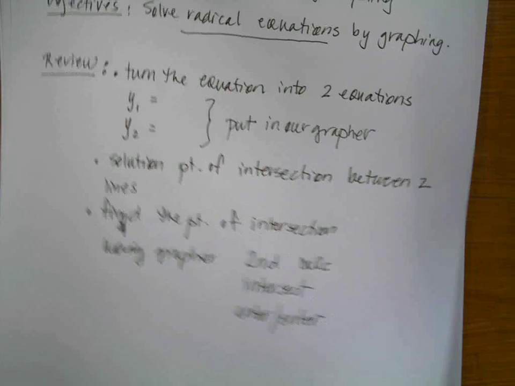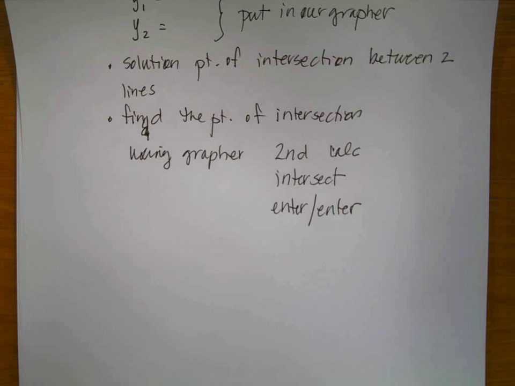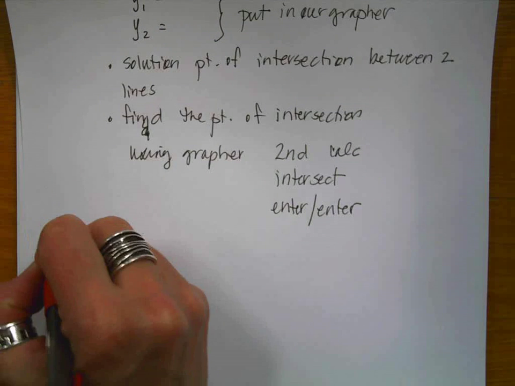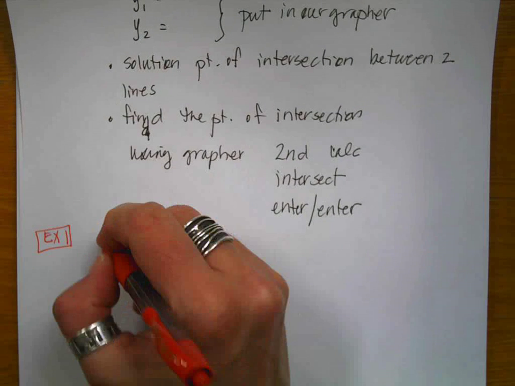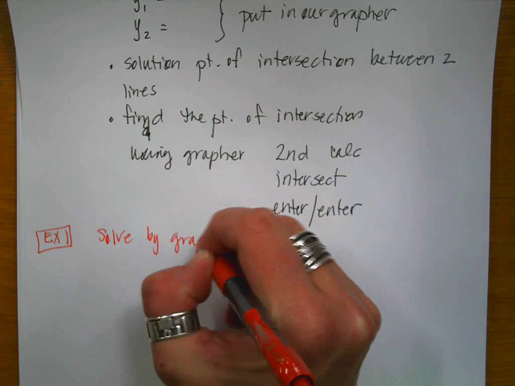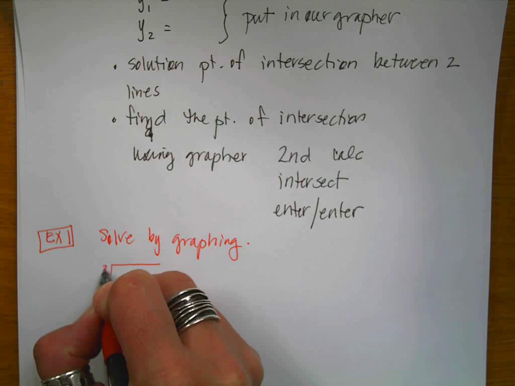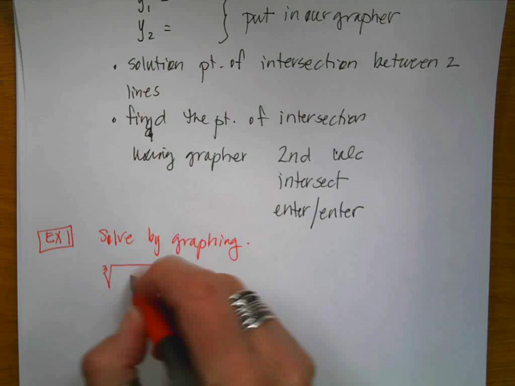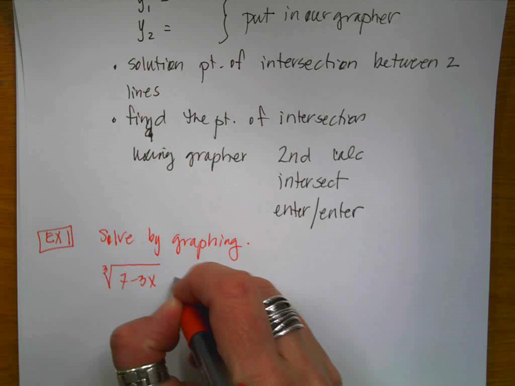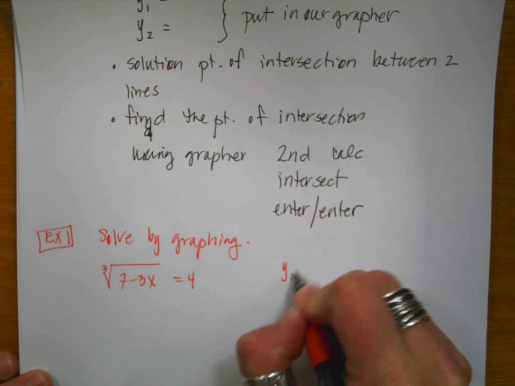Okay, so let's do our first example. We only have two examples today, lucky dogs, because we've done this before, so we're going to have a nice short day. First example says solve by graphing. Yay, we like to solve by graphing. So the equation that you're going to be given is the third root of 7 minus 3x is equal to 4.